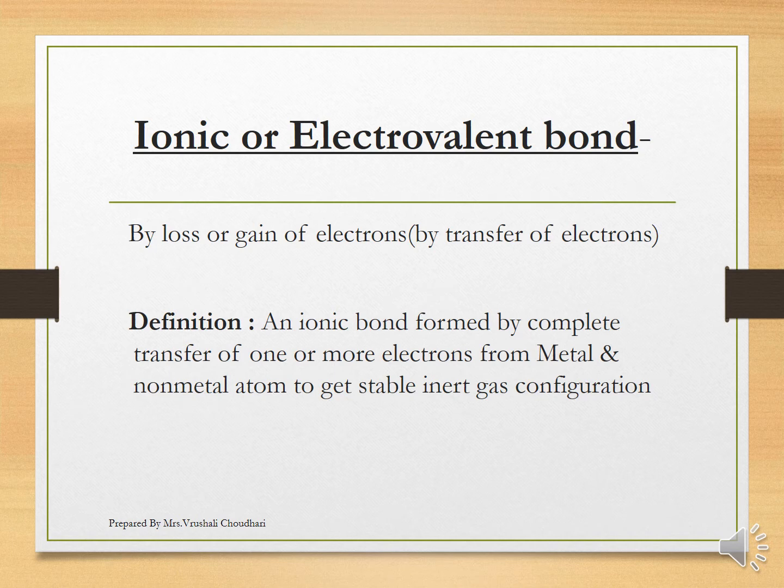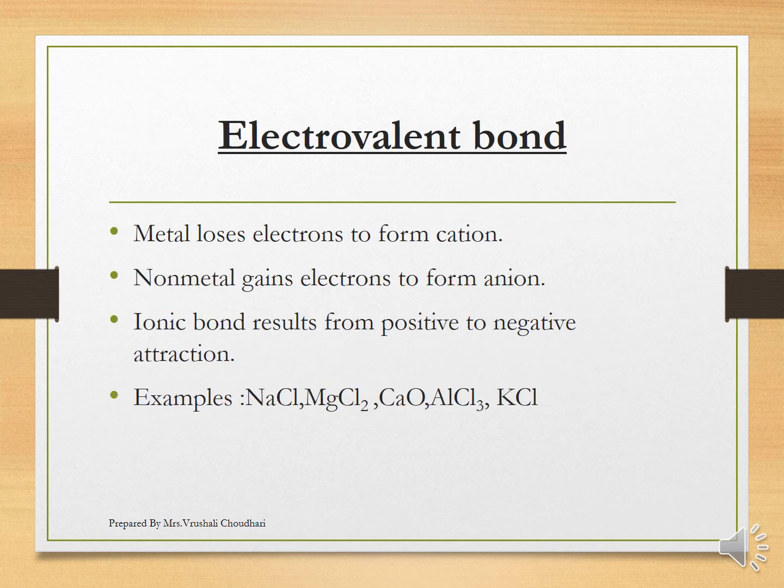Definition: an ionic bond is formed by complete transfer of one or more electrons from a metal to a non-metal atom to get a stable inert gas configuration, forming a neutral molecule. When there is loss and gain of electrons, there must be different atoms: one must be a metal, one a non-metal. How is it going to form?